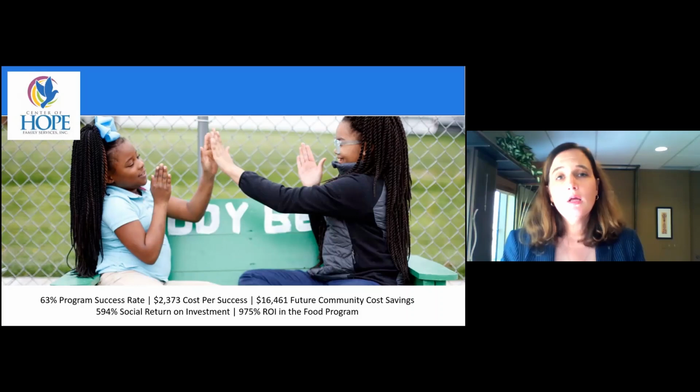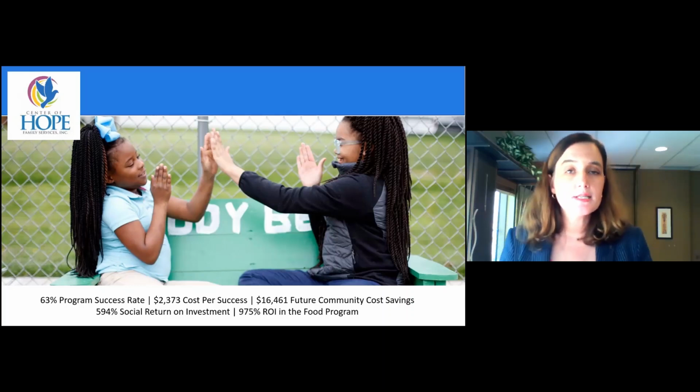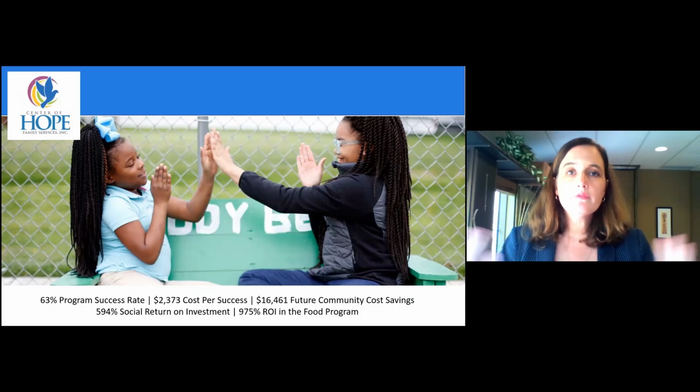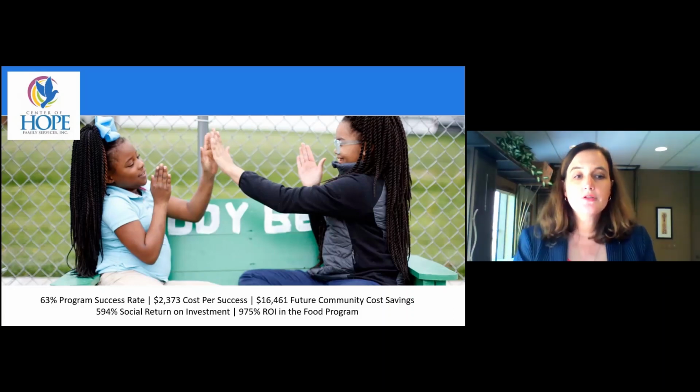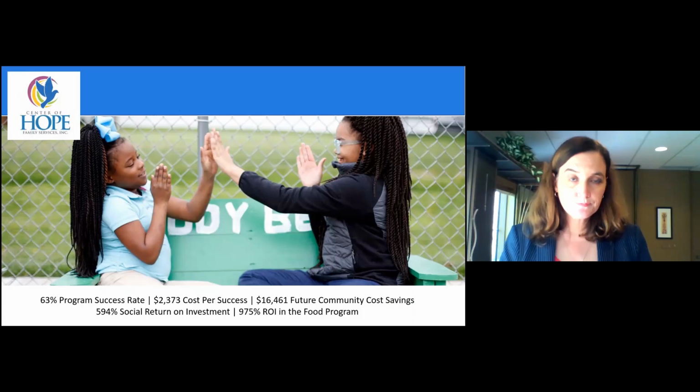So we can argue whether this is good or bad, but it is what it is, right? They're very transparent, very open, and saying, in some of our programs, we work with very, very high needs families, and their success rate is about 43%, but it's still better than the alternative. So when we looked across all of their programs, and I'm going to really dive into this in the future, they had a 63% success rate.